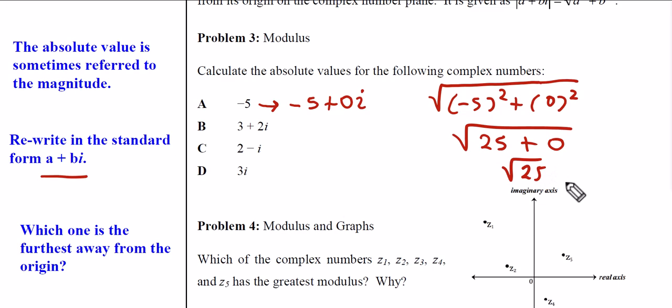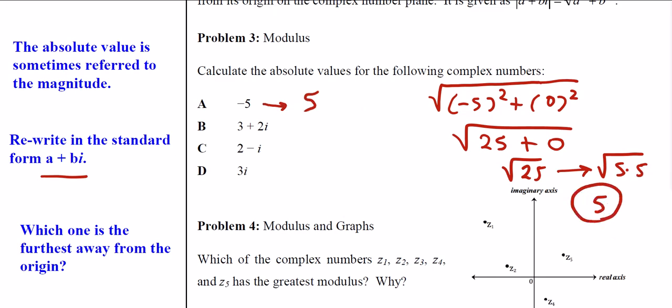At this point, we should use a prime factorization tree if we need one. But in case you need one, it's 5 times 5. We pull out a pair, and the square root of 25 is simply 5. So that's A.